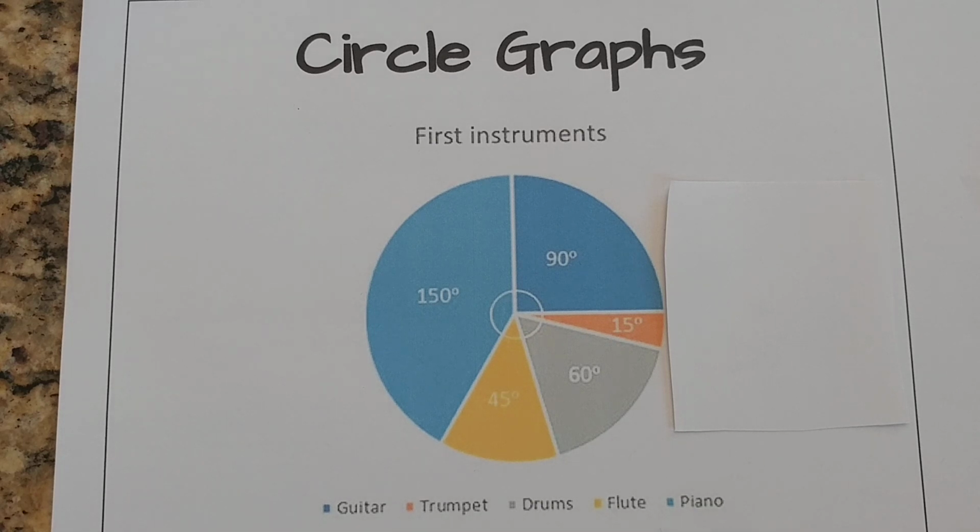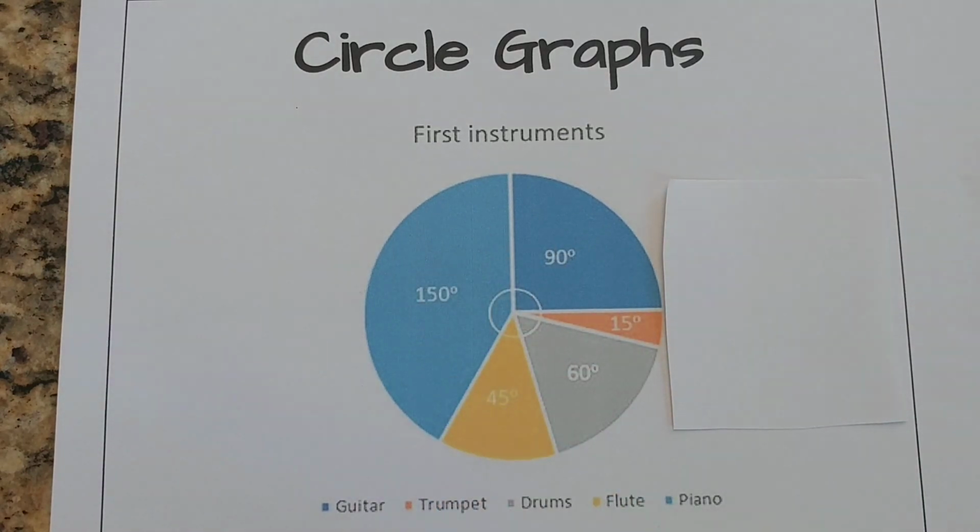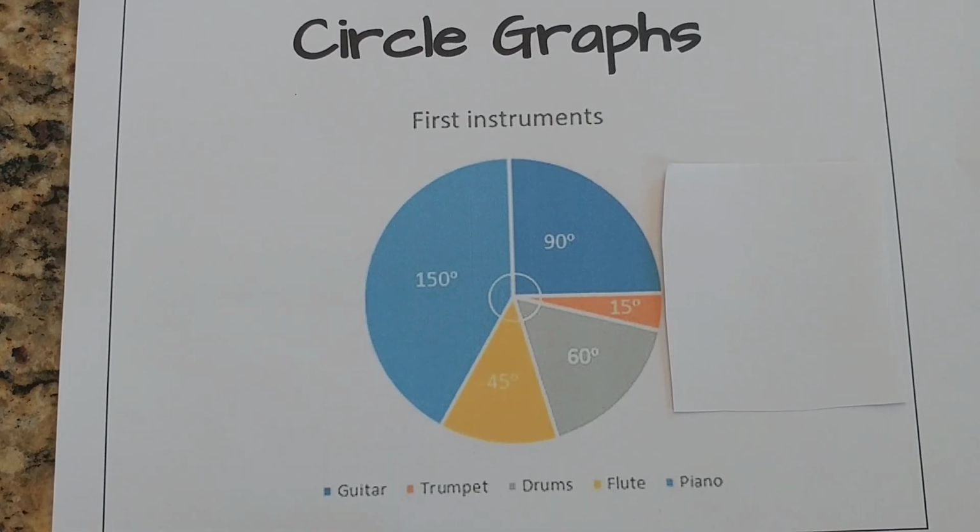In today's lesson, we're going to be taking a look at circle graphs that show us degrees of a circle. Here in this example, we can see that students were probably surveyed as to which instrument they played first. Just by looking at this graph, we can see that the biggest section represents students that first played piano. And we can see that this is 150 degrees.